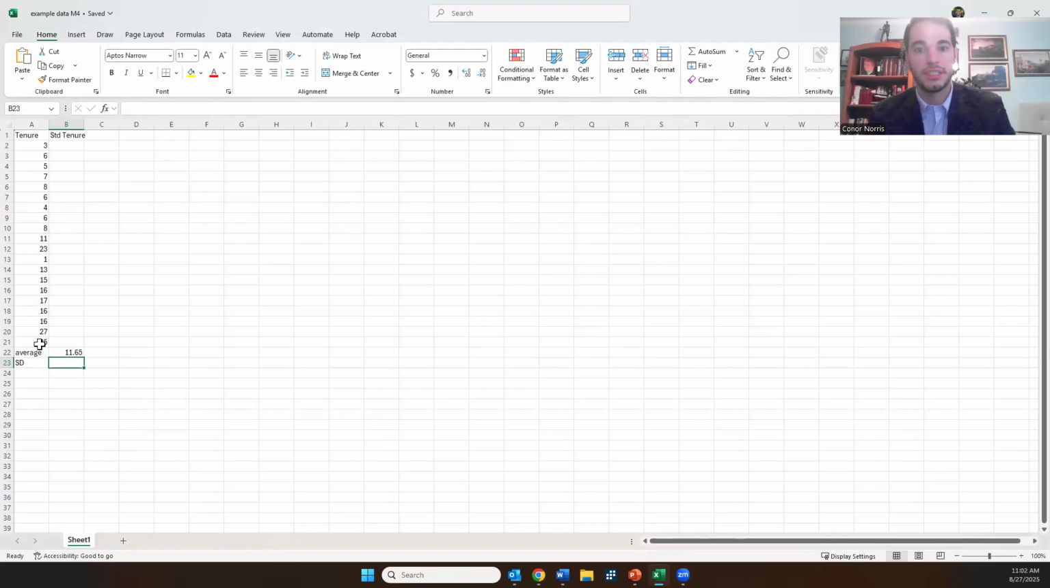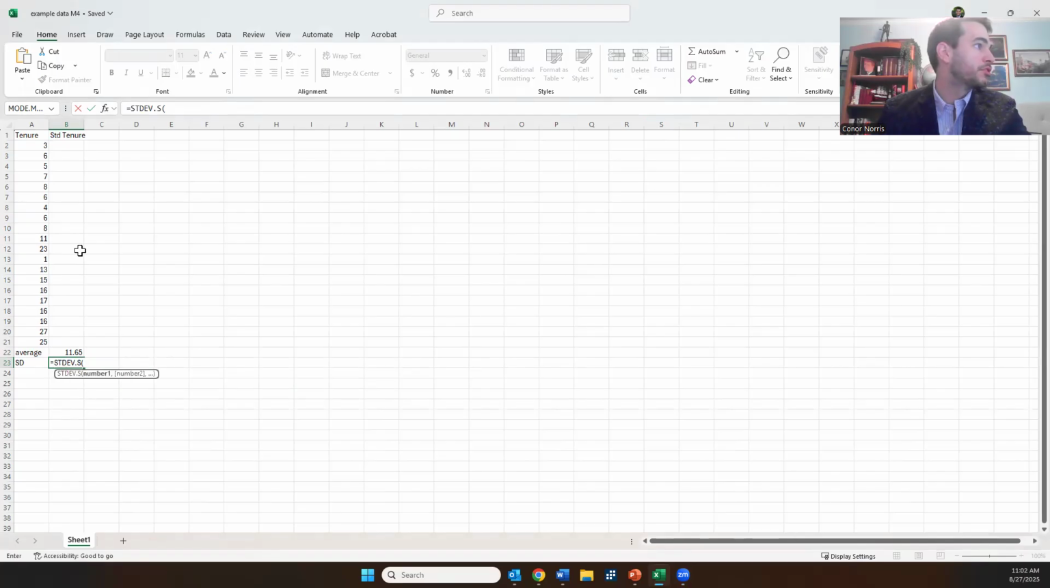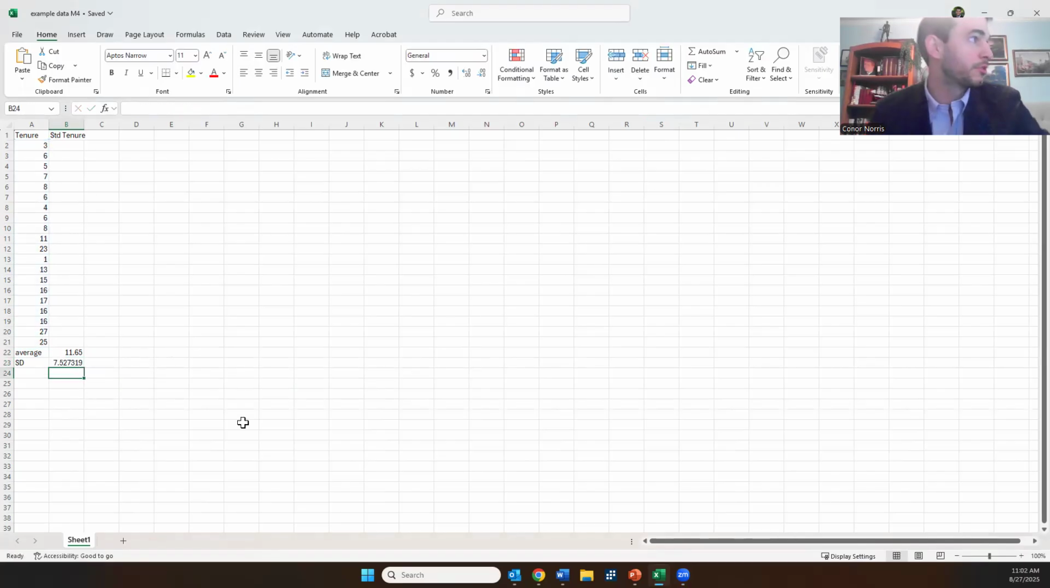And then we also need to calculate the standard deviation. These are the two things that we need to know to convert to z-scores. Select the sample for the standard deviation, and again, the same data points. So here we have the mean is 11.65, and the standard deviation is 7.53, basically.